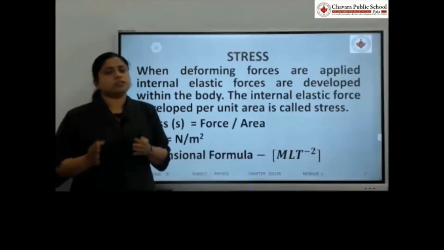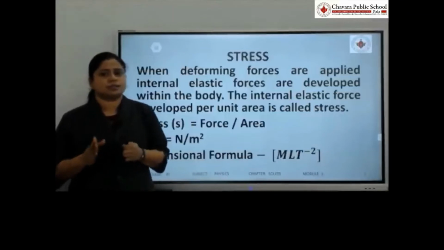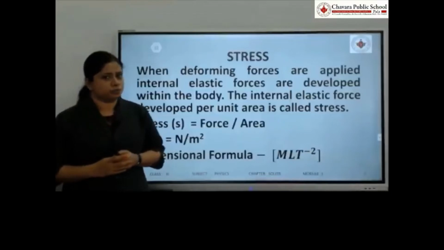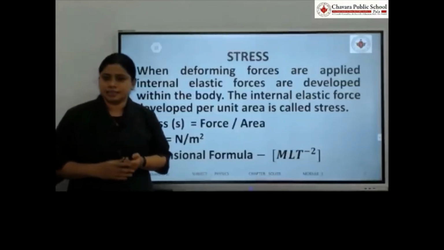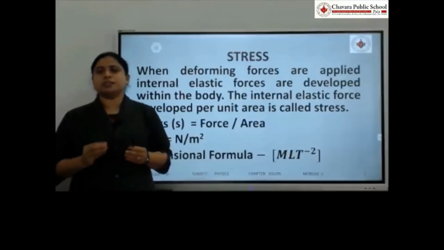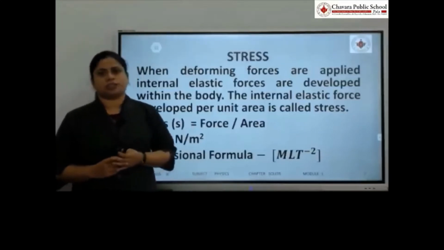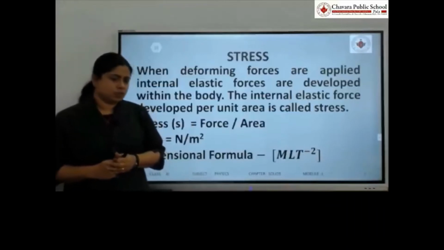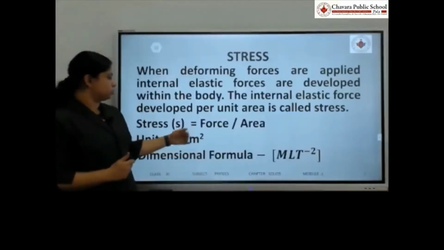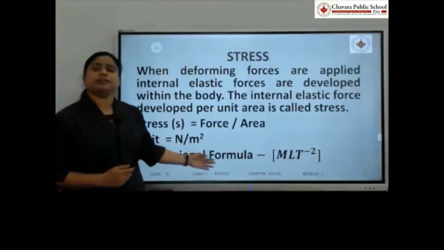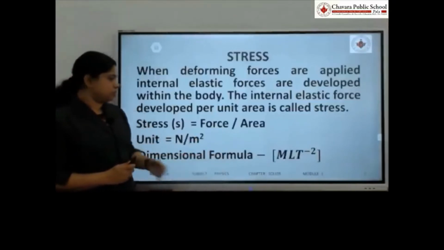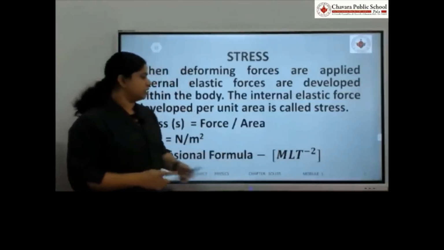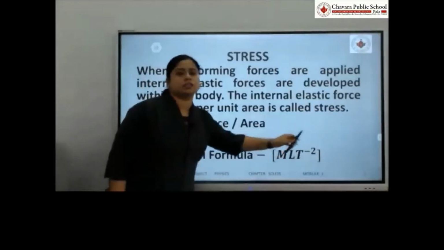The main difference between pressure and stress is that pressure is the applied force per unit area, but in elasticity, stress is equal to the restoring force per unit area developed by the application of the deforming force. The same unit, Newton per meter square, and the dimensional formula of stress is the same as that of pressure, that is M L^-1 T^-2.